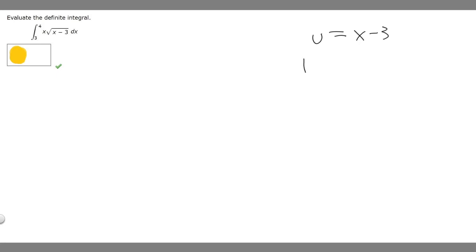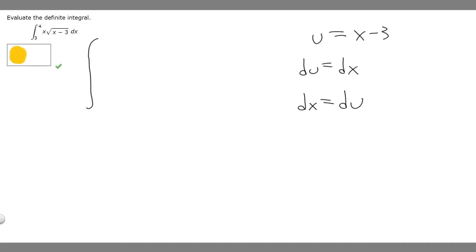So next we've got to take the derivative of u. The derivative of x minus 3 is just going to be, well, the derivative of x is just 1. The derivative of minus 3 is just 0. So it's just 1, and then multiply by dx, because you always have to add that. Then 1 times dx is just dx. So if we're solving for dx, it's just du, right?